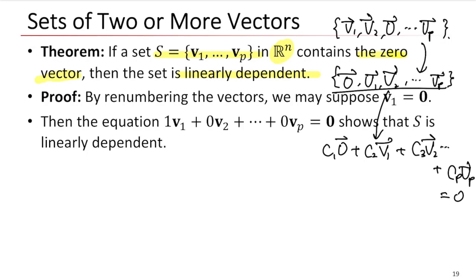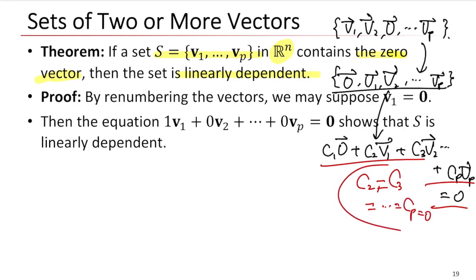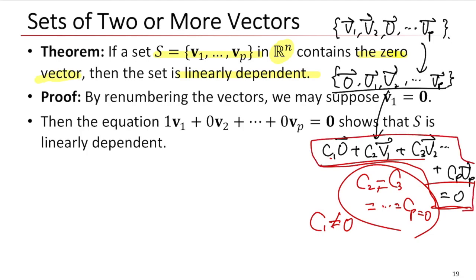Then what satisfies this equation? If C2 through Cp are equal to 0 and C1 is not 0, let's say C1 is equal to 1, then this equation is still satisfied. Why? Because the vector multiplied by C1 is the zero vector. So it means that there exists a non-trivial solution, right?